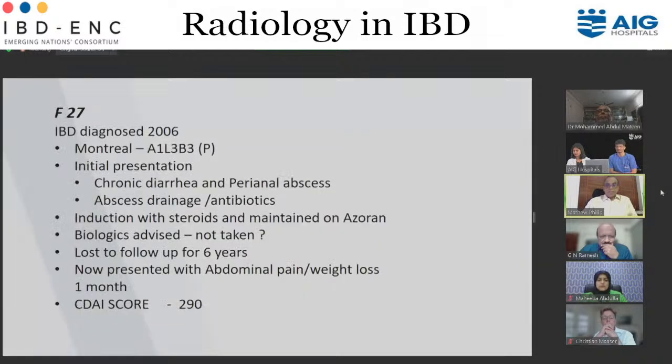Can I have the next slide, please? I'm just telling about a story of a girl who actually came in 2006 and later presented recently. She was off and on with treatment, and sometimes she was lost to follow-up, and now she has come with abdominal pain and weight loss of 1 month duration. She had a CDAI score of 290, and initially she presented with a perianal abscess, and then she was treated with antibiotics and abscess drainage. Later she was put on steroids and maintained also. She was advised biologic at the time, but unfortunately, for some reason, she did not take it, probably because of financial reasons. Now she is having a job in the UK, and she came with abdominal pain recently to us. Next slide, please.